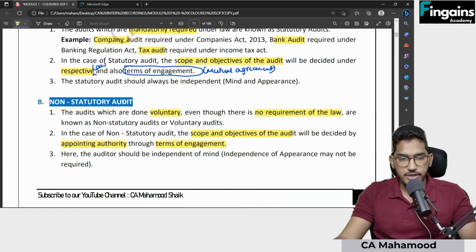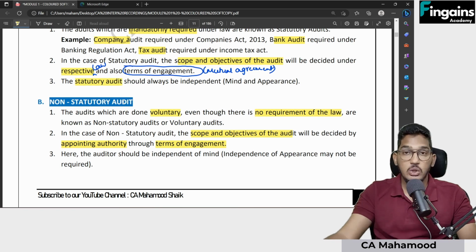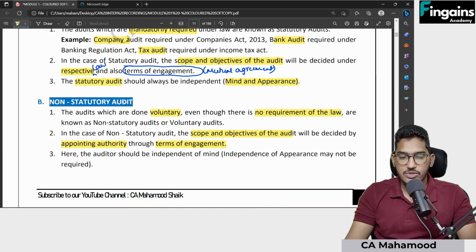Understood? And one more point of difference: in case of statutory audit, the auditor should be independent. And what kind of independence will be required? Independence of mind and independence of appearance. But in the case of non-statutory audit, independence of mind alone will be enough. Independence of appearance may be there, may not be there. If it is there, fine. If it is not there, then also it is fine. But independence of mind is enough.